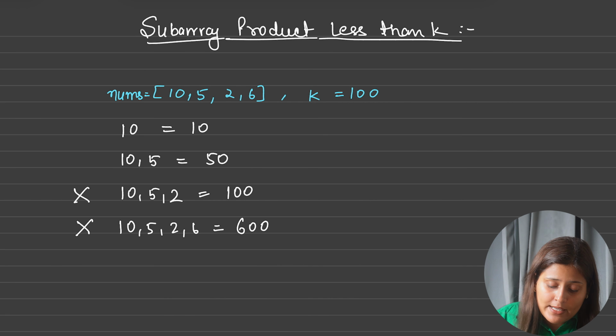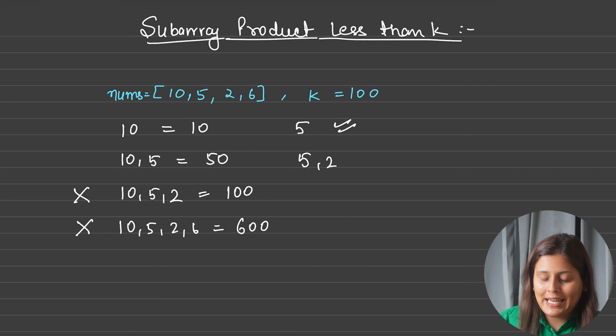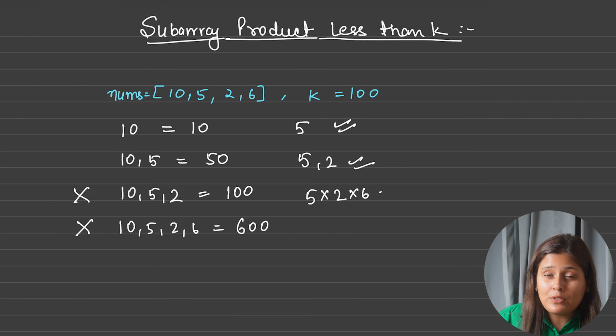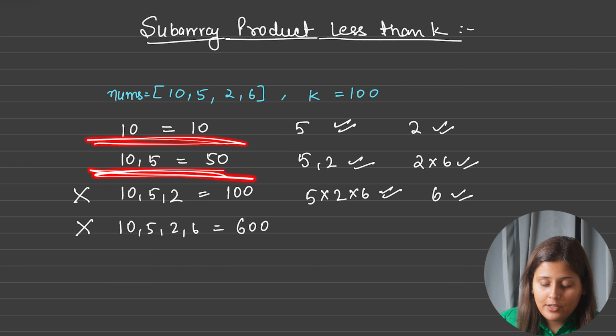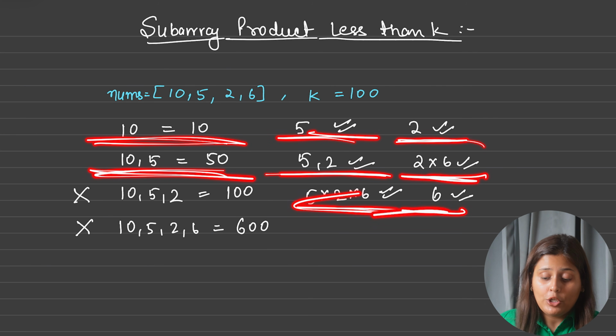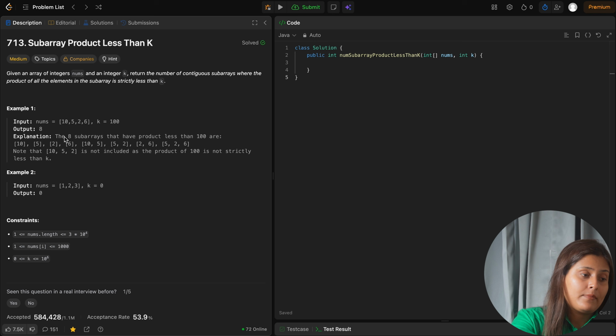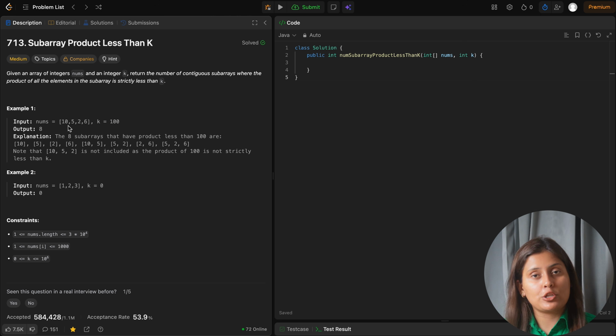If we see another subarray, that is 5. Of course, it is valid. 5 and 2 will give you 10, valid. 5, 2 and 6 will give you 60, hence valid. Now another is 2, valid, 2 and 6 valid, and 6 valid. So how many such subarrays are there whose product is less than k? This is 10, 50, 5, 10, 60, 2, 12 and 6. So the total number of subarrays is 8. And you can see the expected output is also 8.